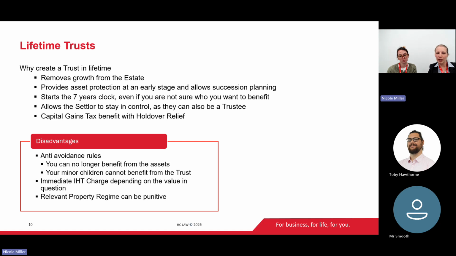And a potential capital gains tax benefit is holdover relief. As I was saying a moment ago about being able to hold over gains going out of the trust, you can also hold over gains when you're transferring assets into a trust. So that has the potential advantage if you perhaps wanted to give it to an individual, but there was going to be a large capital gains tax liability. Instead, you're freezing and holding that gain over.